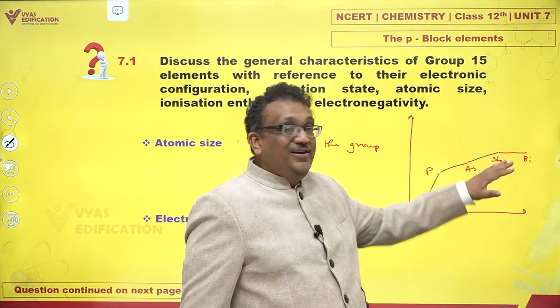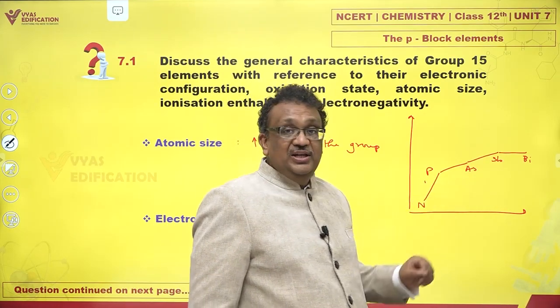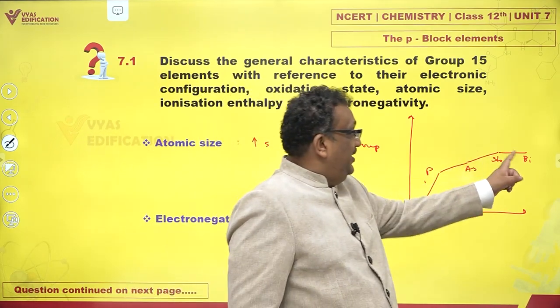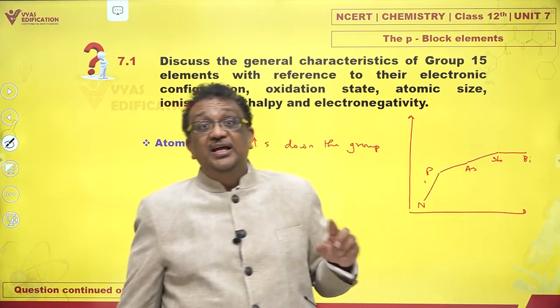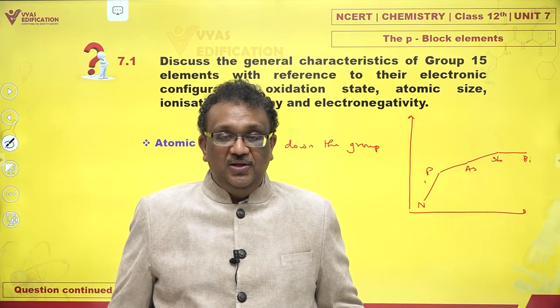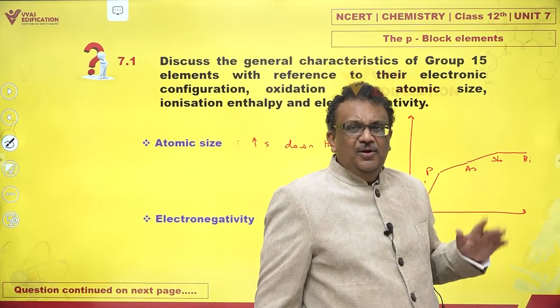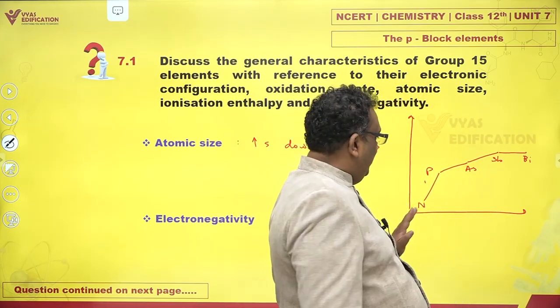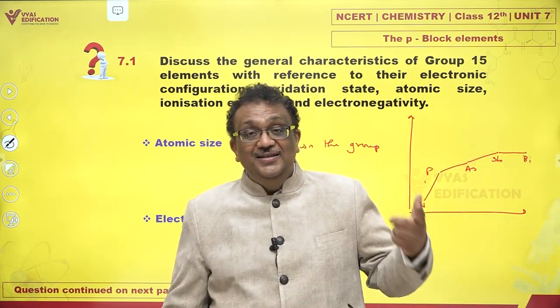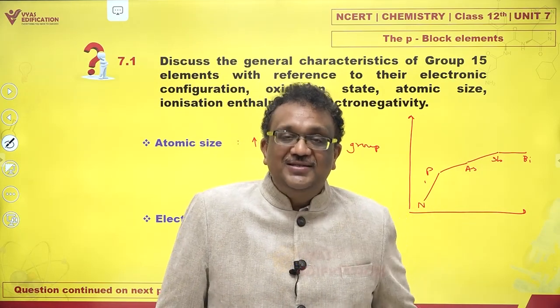But the rate of increase goes down. Why? Because between phosphorus and arsenic you have the D block, and between antimony and bismuth you also have D as well as F blocks. So if extra protons are being added to the nucleus, you find increases there, but not as much, simply because the rate of increase goes down with increasing number of periods.